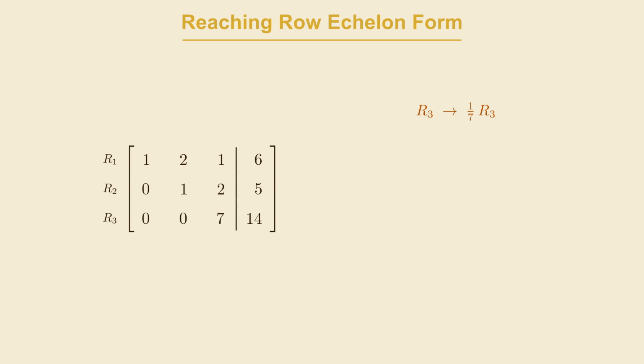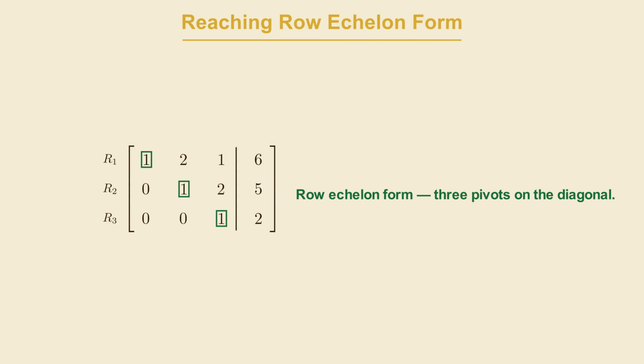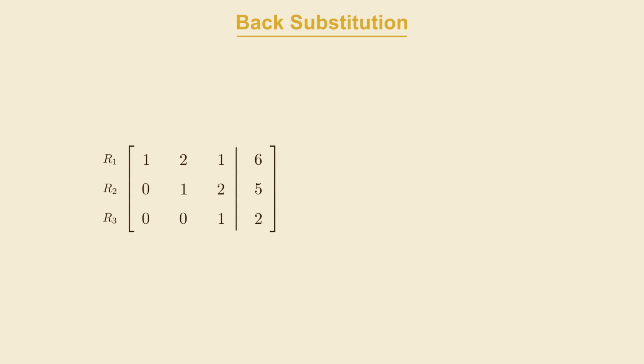But it ends up being conventional to scale the bottom pivot to a 1 so that everything is a little bit easier to solve downstream. So we do one row scaling. We multiply row 3 by 1/7, which turns out to 0, 0, 1, 2. So now we have our row echelon form. The pivots are the ones sitting in the diagonal, with 3 pivots in a 3x3 matrix. The staircase steps down and to the right, and every entry below each pivot is 0.